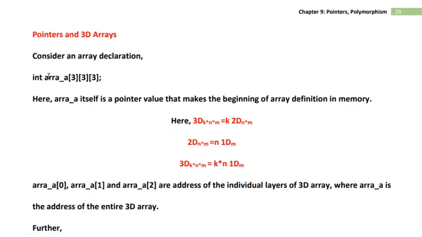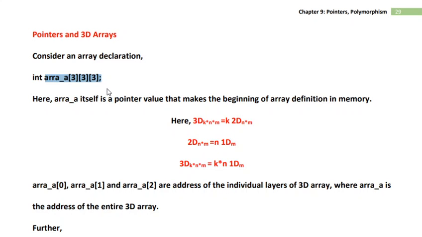Now let's consider an array declaration arr_a[3][3][3]. So here arr_a is a three-dimensional array with 3 layers, 3 rows, and 3 columns. Now, as in the case of a one-dimensional array and a two-dimensional array, the array name marks the beginning of the array definition in memory, that is, arr_a is a pointer value.